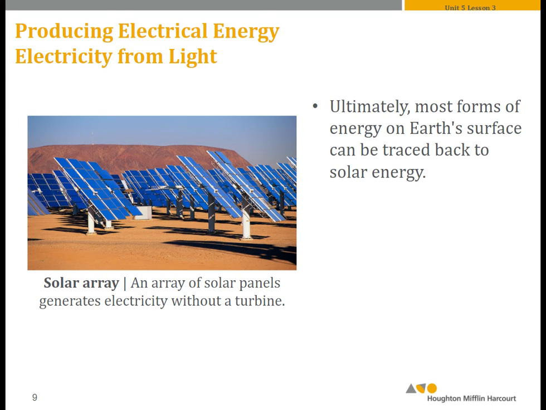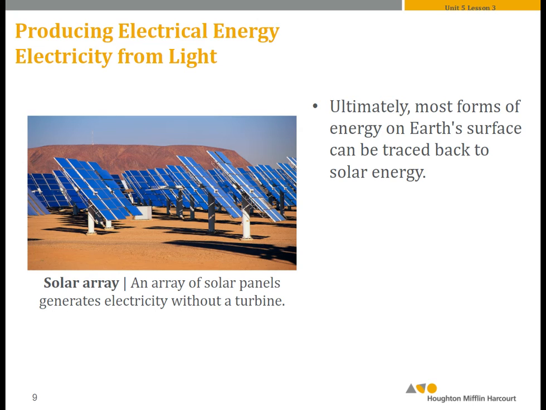Ultimately, most forms of energy on Earth's surface can be traced back to solar energy. The hydroelectric plants use the energy that's carried by rivers. Rivers are fed by rain, which relies on evaporation from the sun. So the sun evaporates the water that snows and rains down on the mountains and then flows down a river, and that's where we harness that energy. It originated with the sun, but where we're harnessing it, it's mechanical energy of the water, or kinetic energy specifically.